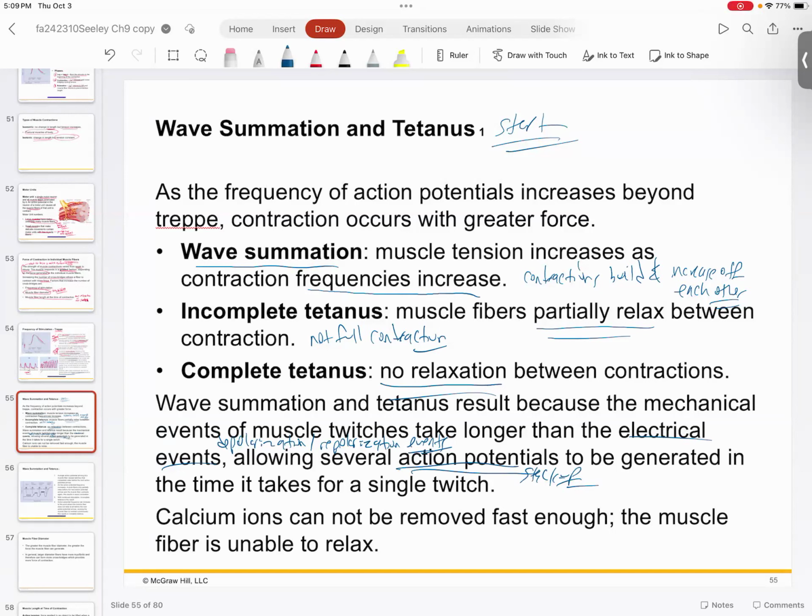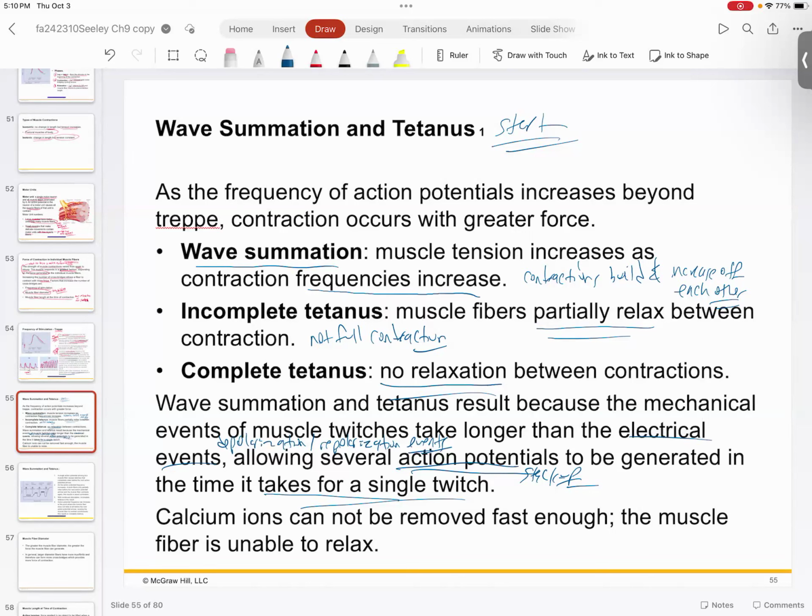That starts to overlap into the amount of time it takes for a single twitch. Essentially, the electrical events of the next twitch are intruding upon the components of the previous twitch, so you're not allowing the previous twitch to run its full course.